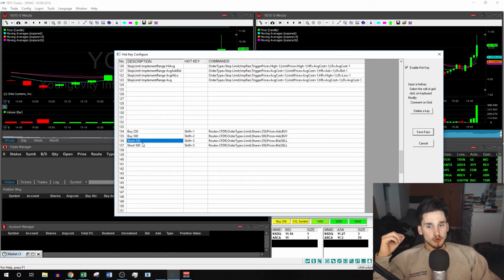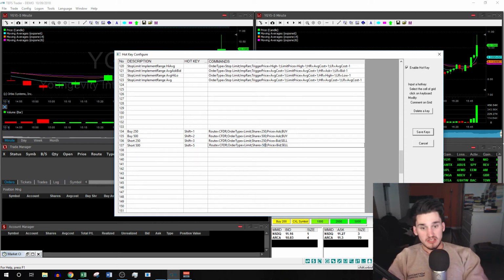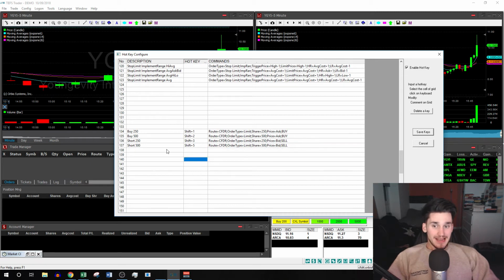So we have short 250, order type limit again, share 250, price is on the bid, and we're going to sell because we are shorting the stock. And like I say, this is basically the same. You can copy and paste this, and just make sure you change that to 500. So now we have buy 250, buy 500, short 250, short 500. Now for our buy, we are going to sell some of our position, and then we are also going to cover some of our position.